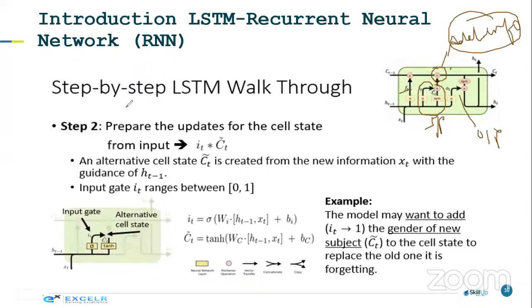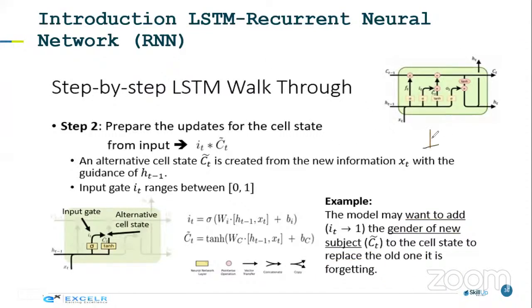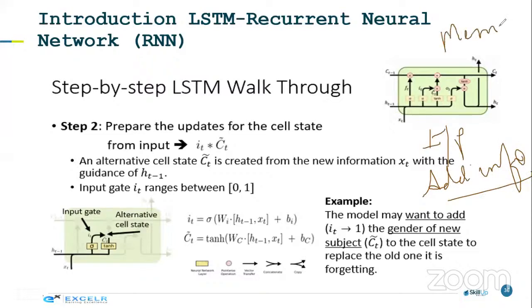Okay. So when I am talking about the input gate, I told you the context. If there is a change in the context, what we have to do is, let's say, as in the example taken, the model wants to add the gender of a new subject to the cell state, then replace the old one by forgetting and then add a new one. Okay, add a new one. So that's what I'm saying, whenever we talk about the input gate, it has to do with the addition of information. Additional information in the memory cell. Adding the information in the memory cell. Okay, that's what it does.